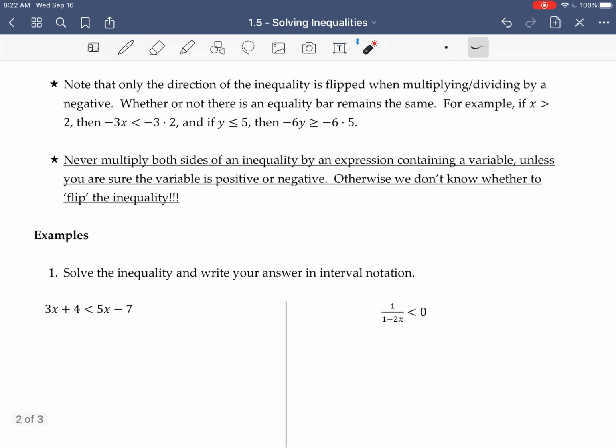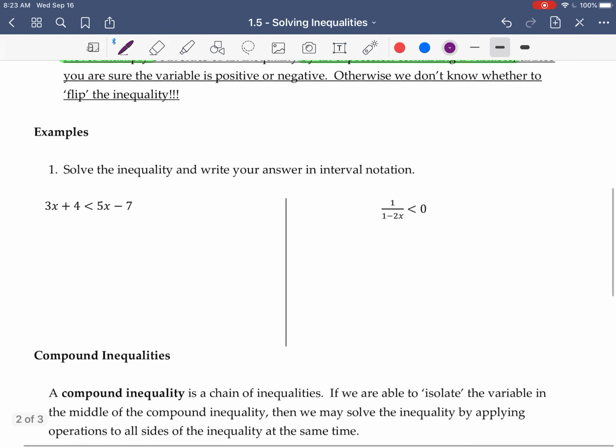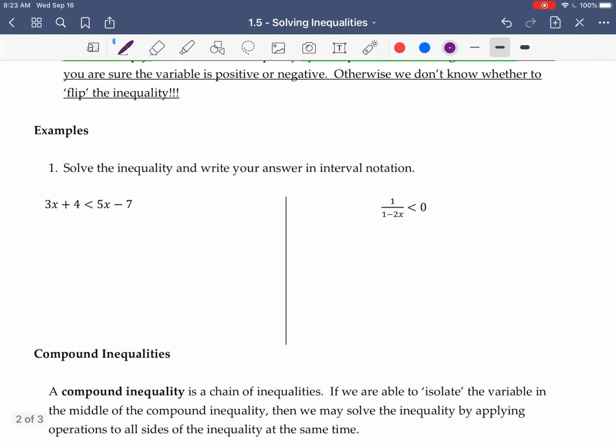Now, one thing that's very important is that we never multiply by an expression containing a variable. The reason for that is that we don't know if it's positive or negative. So how do we know if we need to flip the inequality? You want to be careful about that. That's one thing that we can do for equations, but it's more difficult for inequalities. So let's try these two examples here. I have 3x plus 4 is less than 5x minus 7.